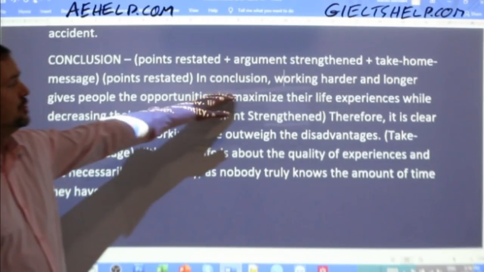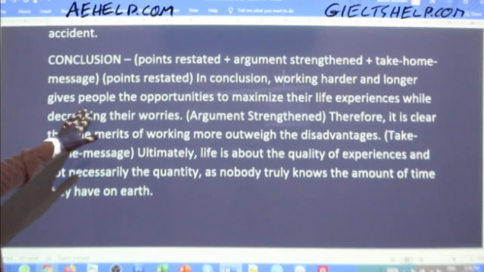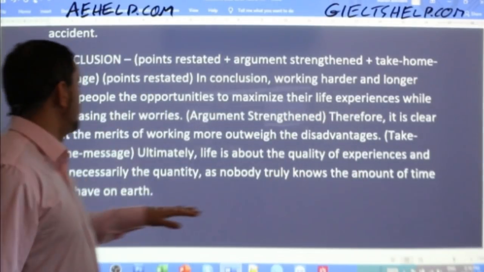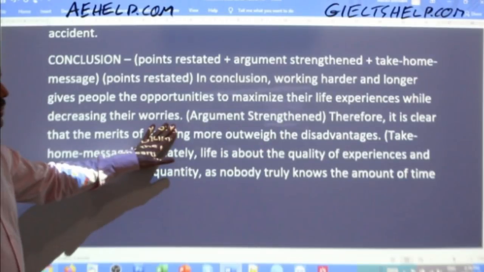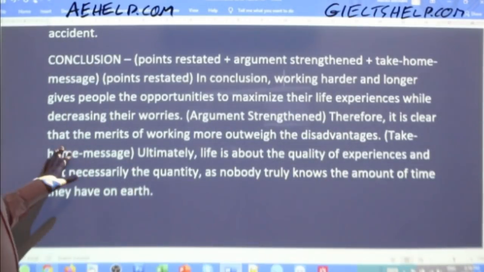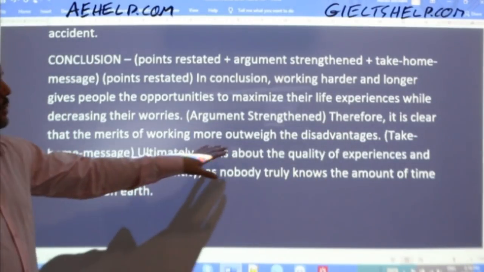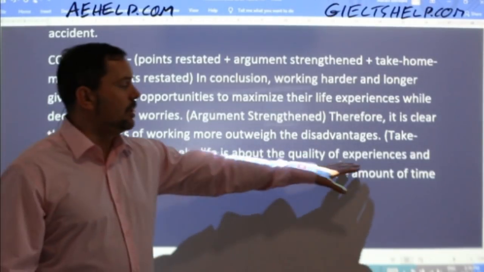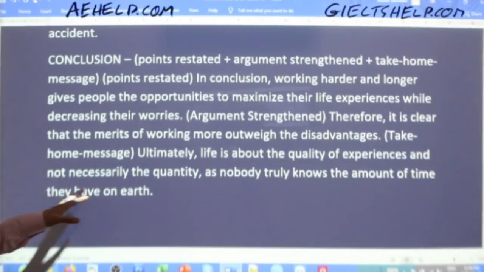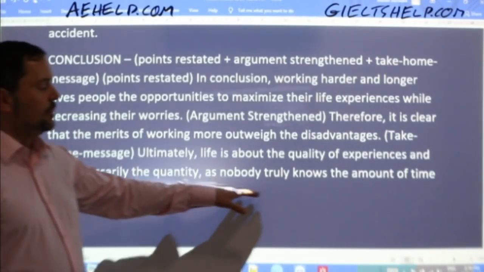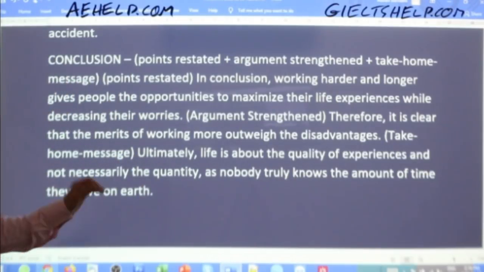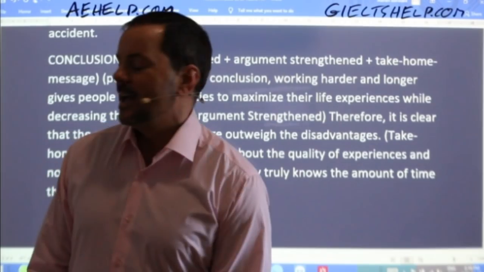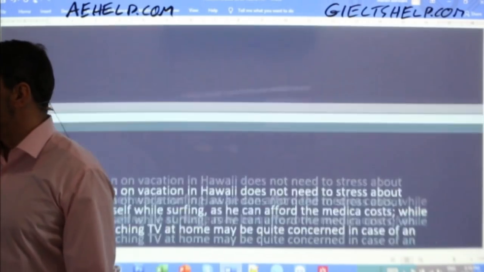In conclusion, working harder and longer gives people the opportunities to maximize their life experiences while decreasing their worries. Therefore, it is clear that the merits of working more outweigh the disadvantages. Ultimately, life is about the quality of experiences and not necessarily the quantity, as nobody truly knows the amount of time they have on earth. All right, that's my take-home message, and it's one that I believe in.